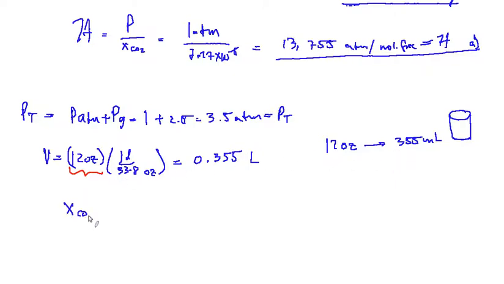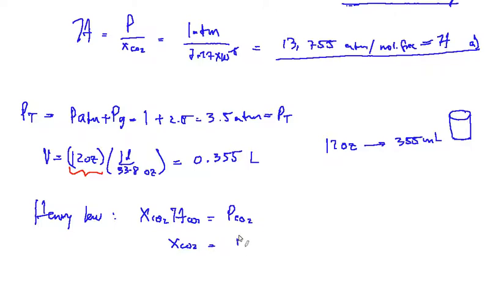So X CO2 times, let's apply Henry's law. You know that it's the mole fraction of CO2 times the H we just calculated, so the Henry's constant, by the partial pressure. So let's see how much we have here. This is 3.5 atmospheres divided by this 13,755 atmospheres per mole fraction.